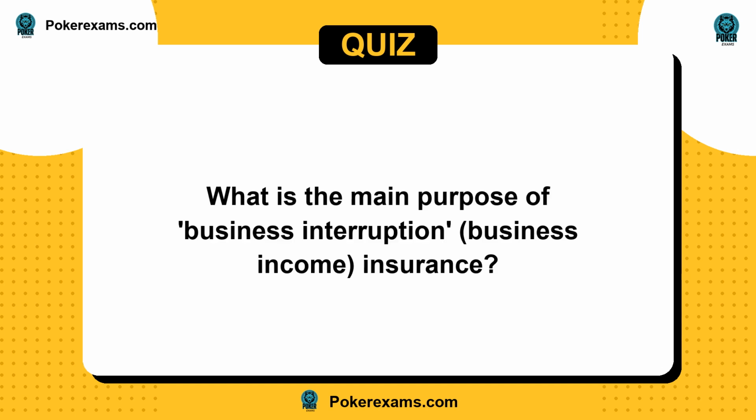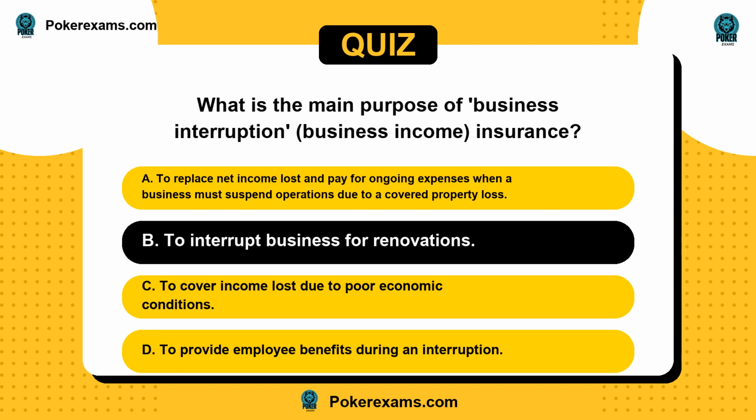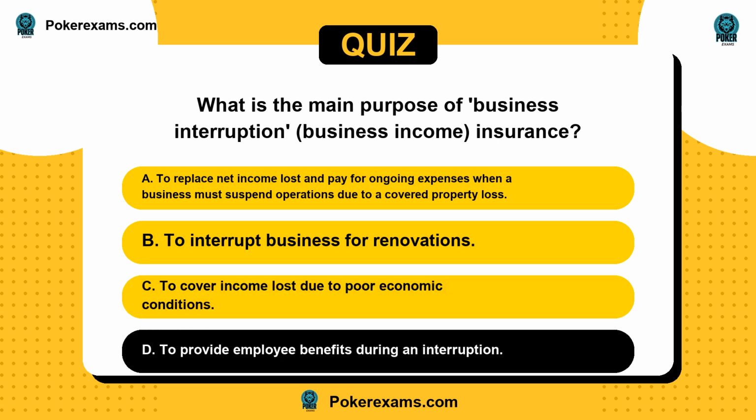Next question. What is the main purpose of business interruption, business income insurance? Is it A, to replace net income lost and pay for ongoing expenses when a business must suspend operations due to a covered property loss? Or B, to interrupt business for renovations? C, to cover income lost due to poor economic conditions? Or D, to provide employee benefits during an interruption?